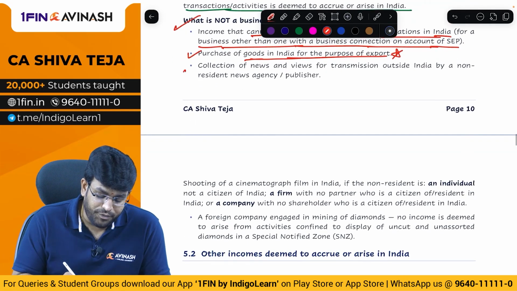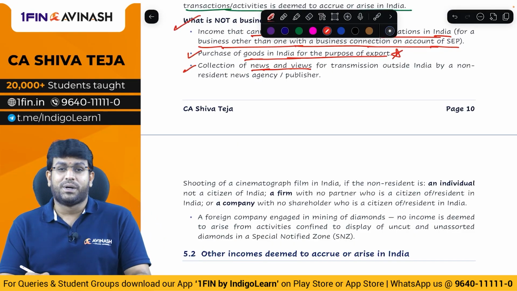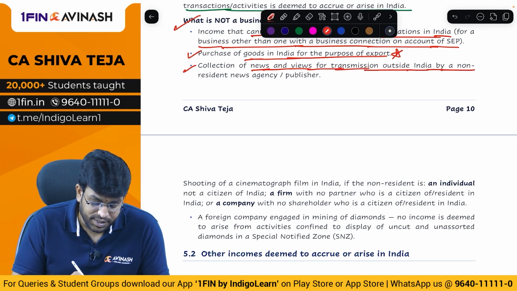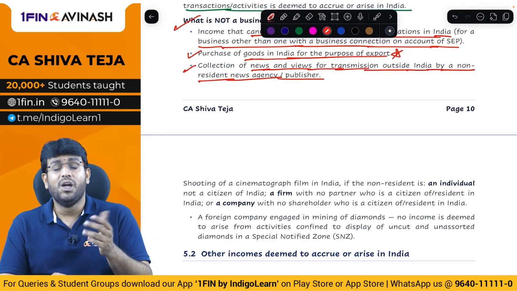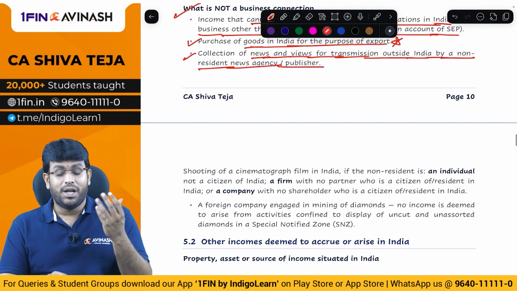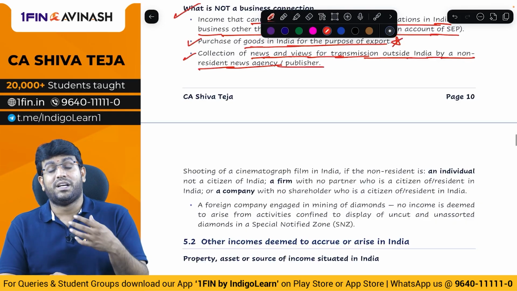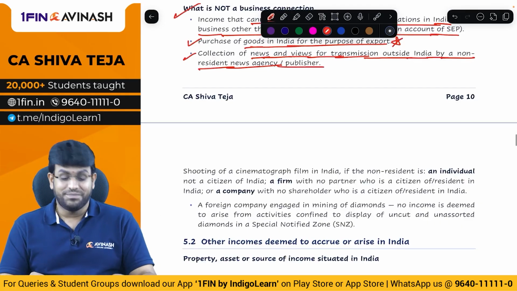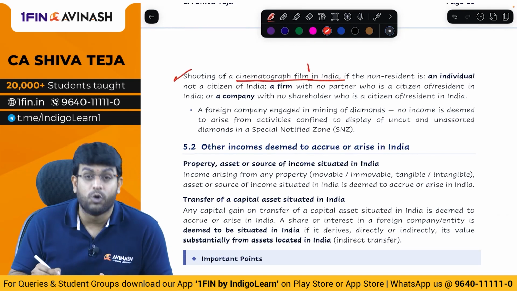Next, collection of news and views. Views means opinions of persons. Collection of news and views for transmission outside India by a non-resident news agency or publisher. So there is a non-resident magazine or non-resident television channel. They are collecting news or views from India for transmission outside India. We should feel proud a non-resident business magazine or television channel is collecting news or views from India and they are transmitting outside India. Next line. Shooting of a cinematograph film in India, it's a proud moment.